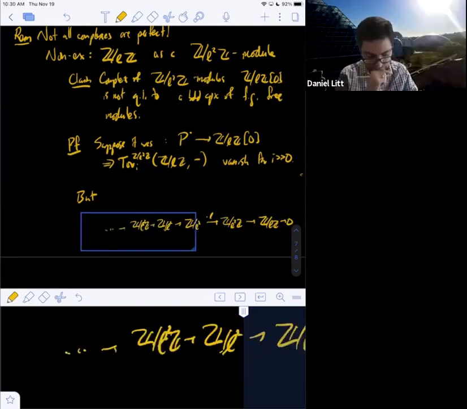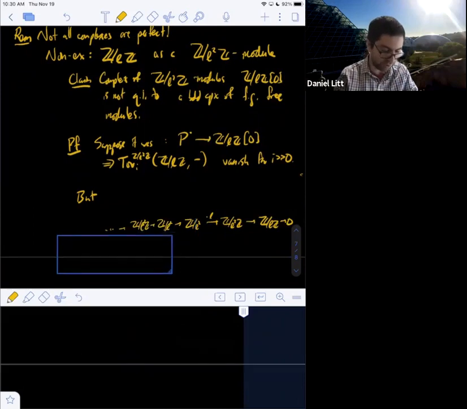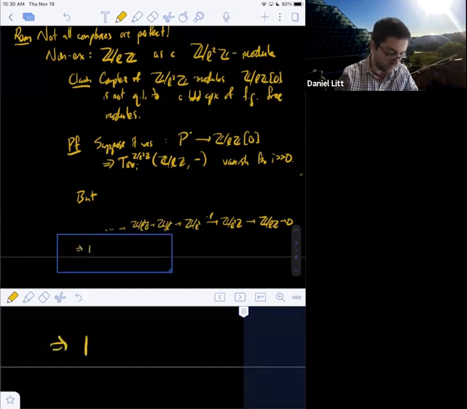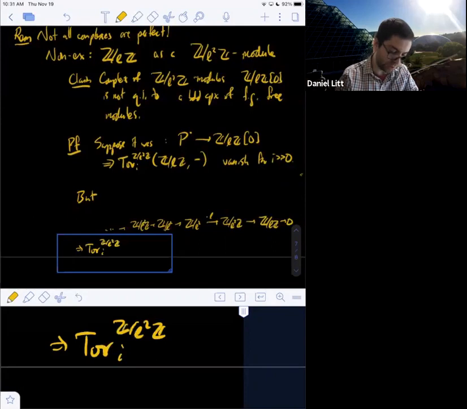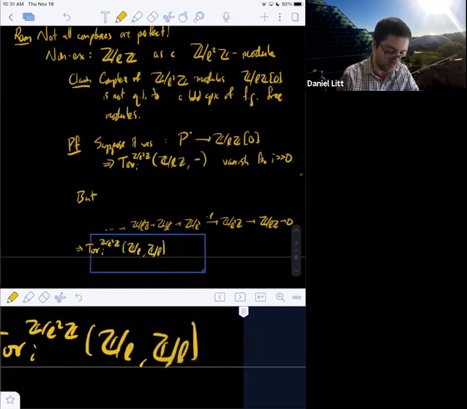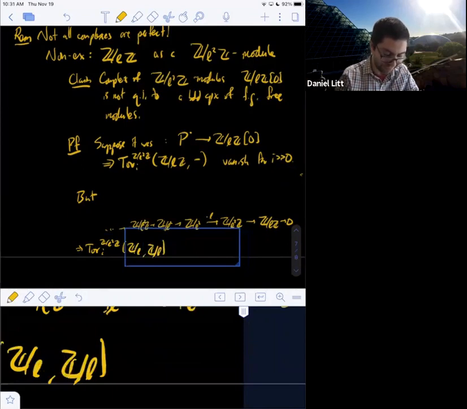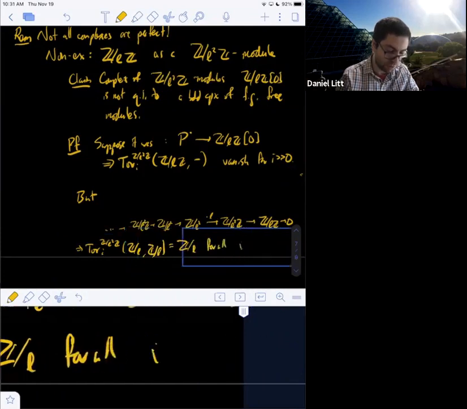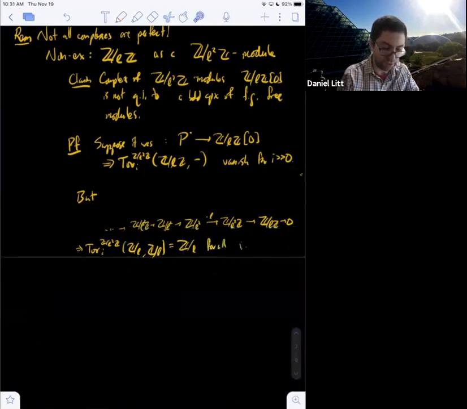Okay, and then so on. So this implies, for example, that Tor_i over Z mod L squared Z of Z mod L against Z mod L is just equal to Z mod L for all i. So why is that? Well, how do you compute that?